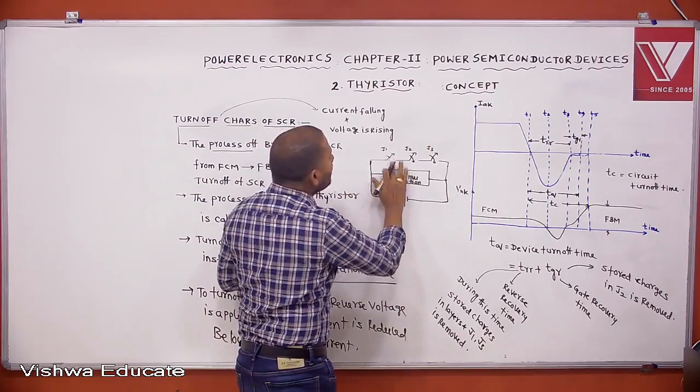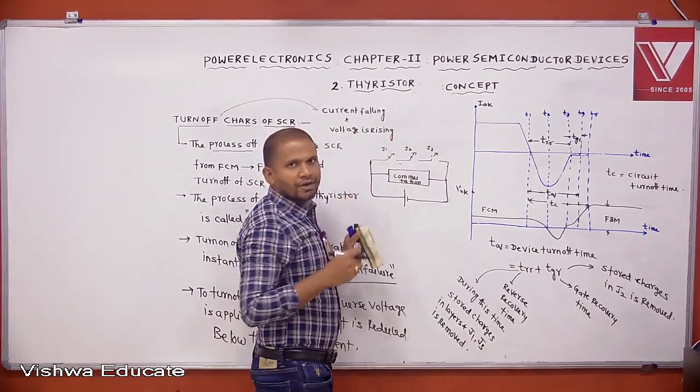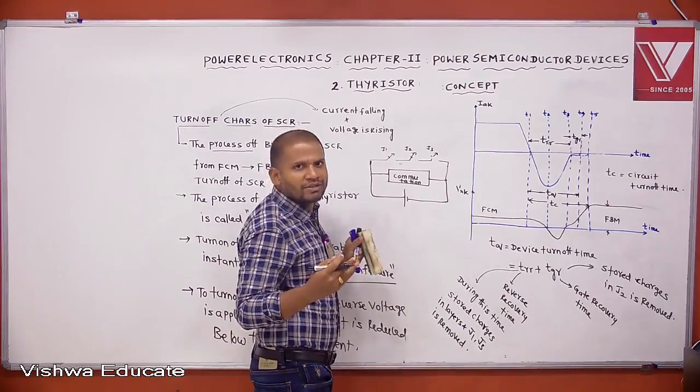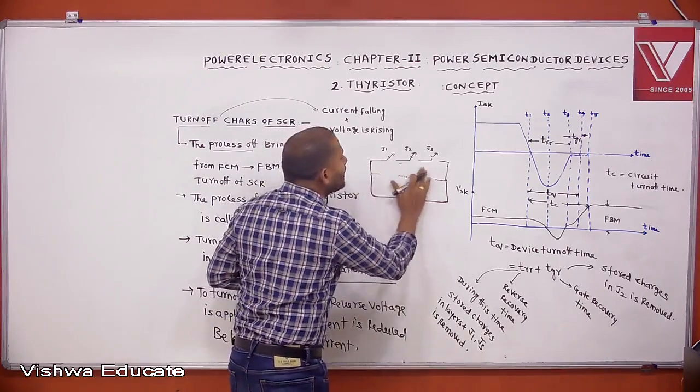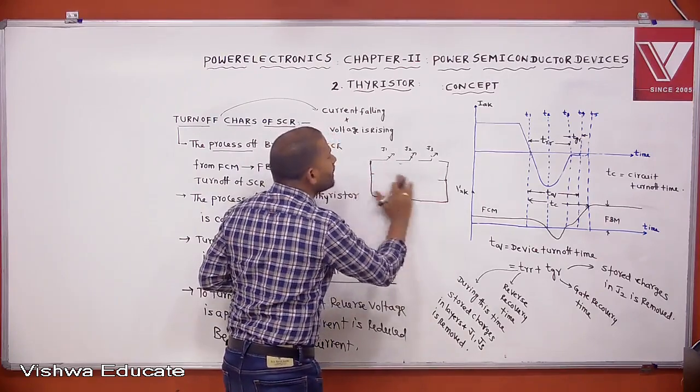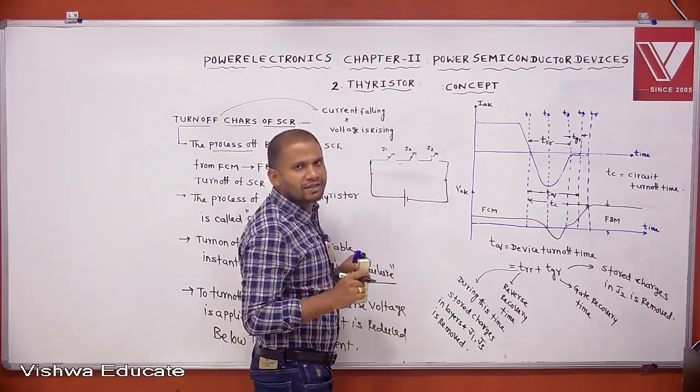Once J1, J2, J3 carriers are removed, then all the junctions are recovered. All the junctions are recovered means all the carriers are removed. Once all the carriers are removed, automatically this commutation circuit is eliminated, disconnected. How it is disconnected, that concept I will discuss in commutation methods.